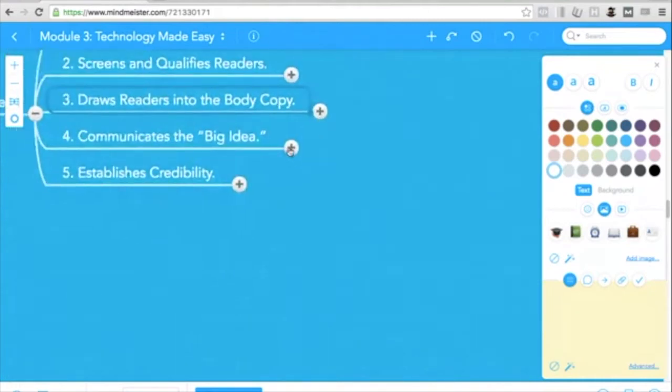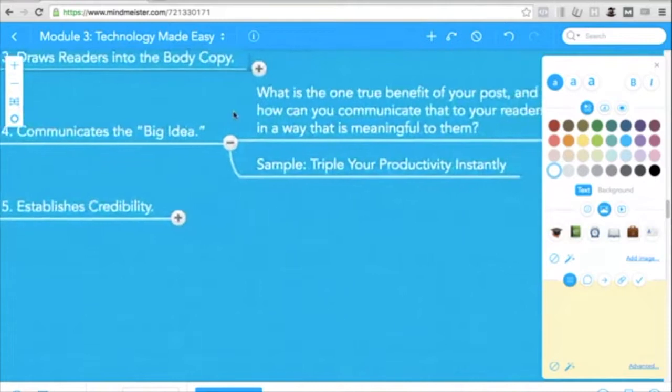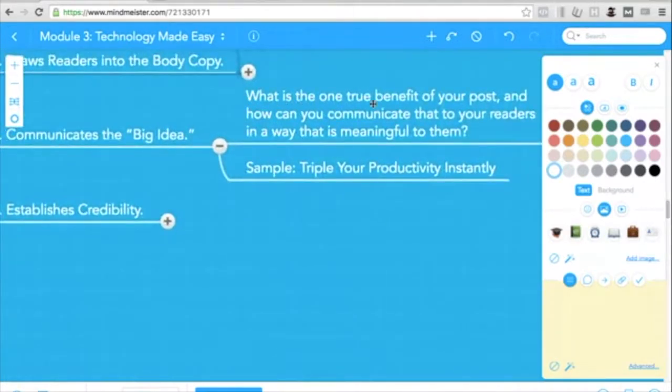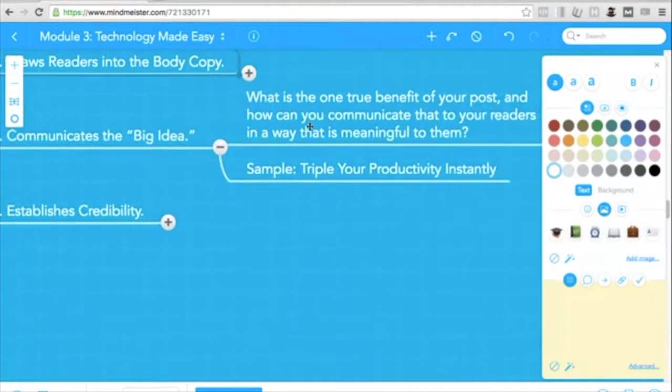Okay? Also, communicates a big idea. This is another approach. What is the one true benefit of your post and how can you communicate that to your readers in a way that is meaningful to them? Triple your productivity instantly. So, may iba-ibang approach. Sometimes curiosity-based. Sometimes diretso lantaran ano yung idea. Ang purpose is really just to open the email. Yun ang pinaka-purpose niya at the bottom line.